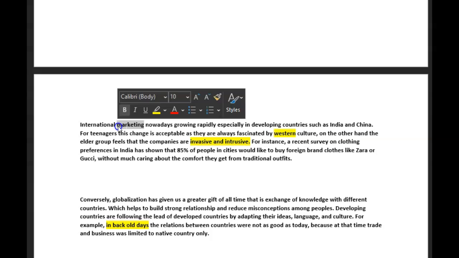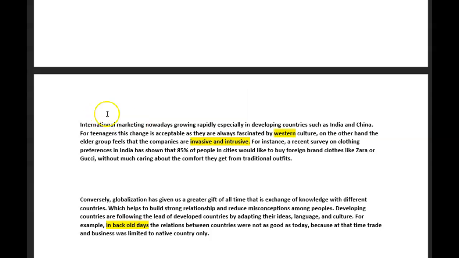Okay, coming down here, international marketing. Yes, now marketing, we mean advertising, basically advertising, is growing, okay, especially in developing countries such as India and China. Okay, for teenagers, yes, I like your ideas here. They're fascinated by Western culture. Very good. Capital W for Western. On the other hand, elderly group may feel, be careful, I'd just sort of hedge your language a bit, stand back, may feel that these companies are invasive and intrusive.